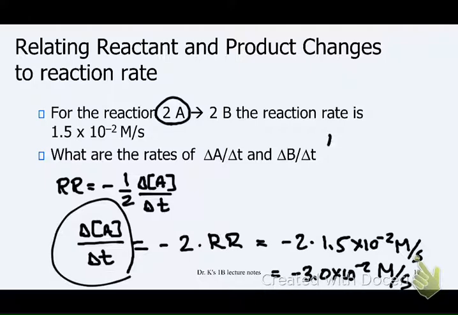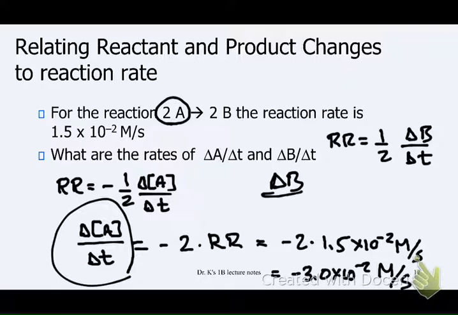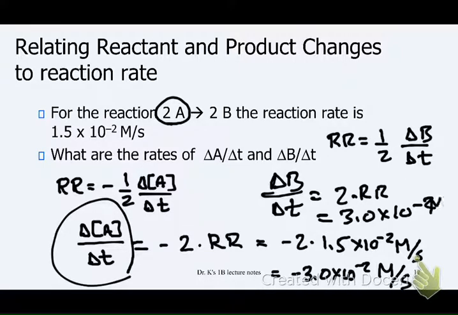So for delta B, the reaction rate is equal to 1 over 2 times the change in B over the change in T. And what do you end up with? Well, you'll solve it. So that's 3.0 times 10 to the minus 2 molarity units per second.